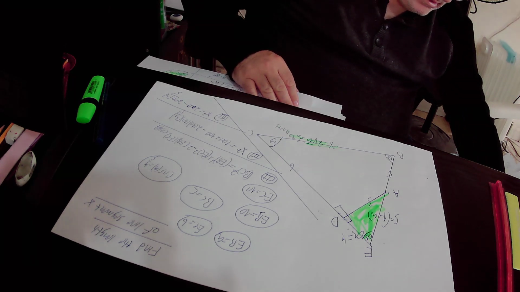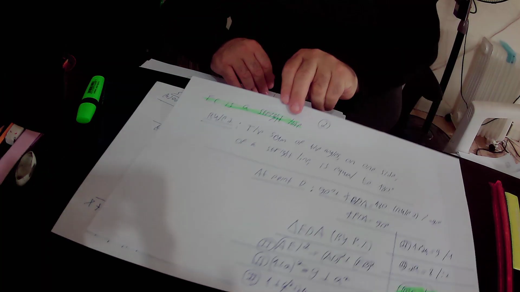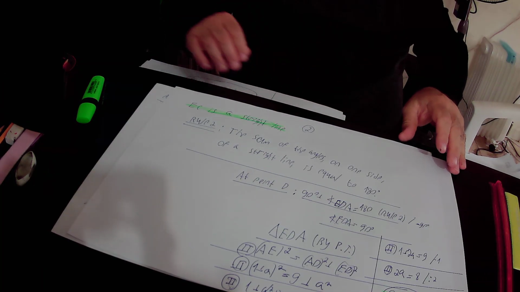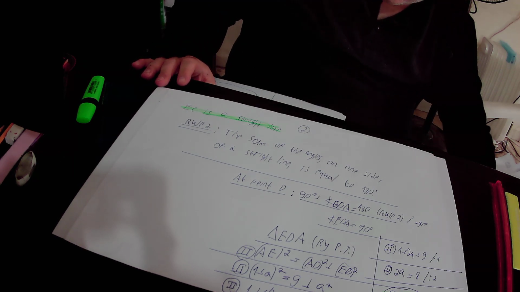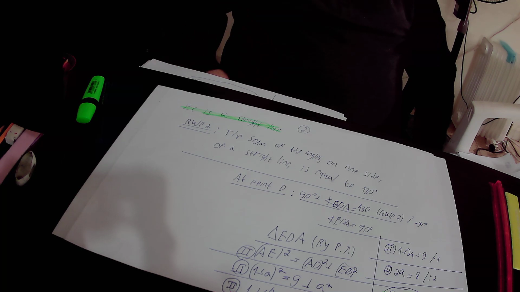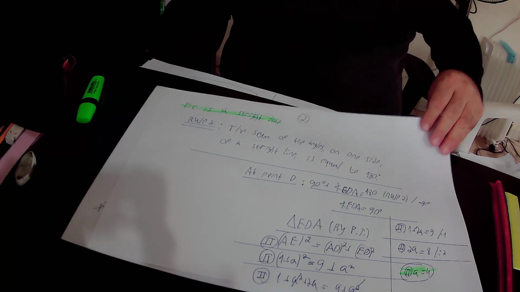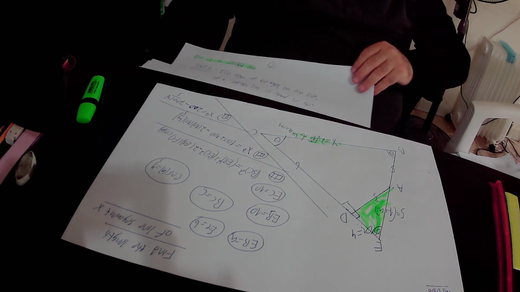Then I presented to you rule number 2. According to rule number 2, the sum of the angles on one side of a straight line is equal to 180 degrees.